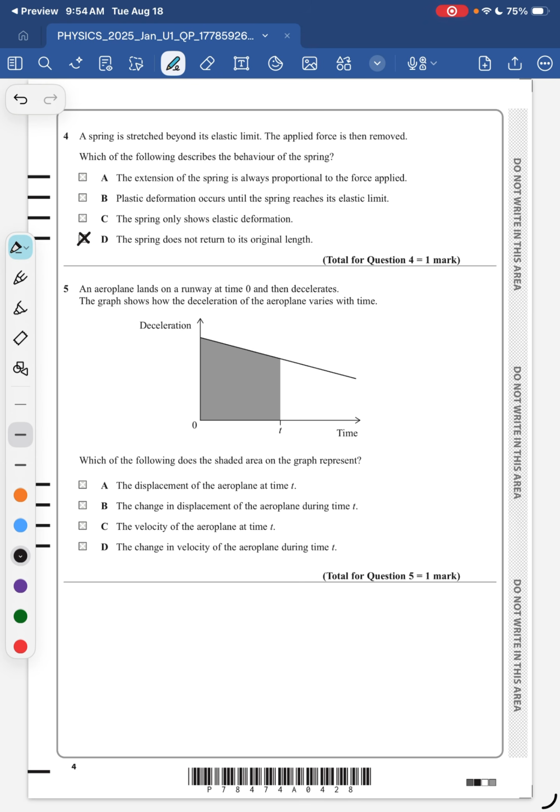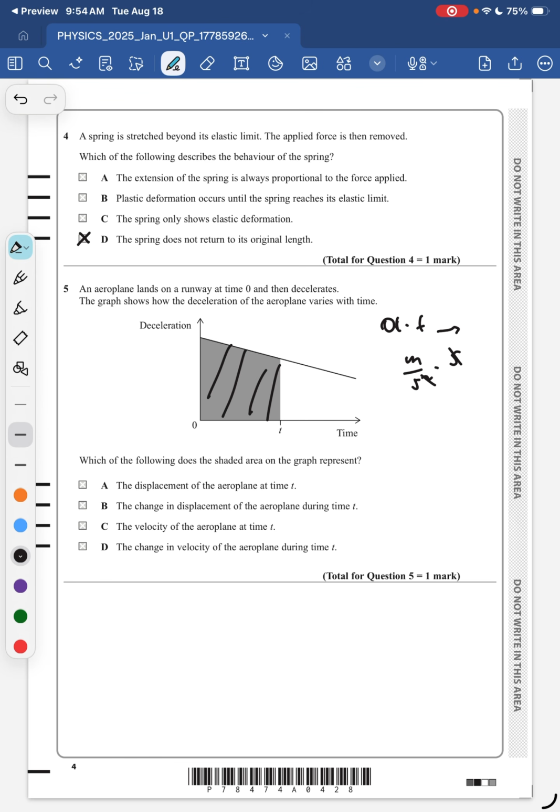Actually, it's really simple. If you multiply acceleration with time, which is what's represented by this area there, right? It's a trapezium, so it will be 1/2 times base times height, something like that. But acceleration times time has units of meters per second squared times seconds, so it has units of velocity, okay? So B is also wrong, the change in displacement.